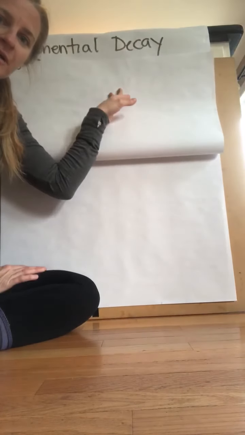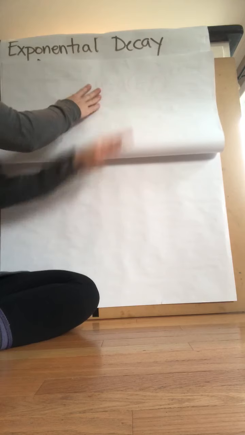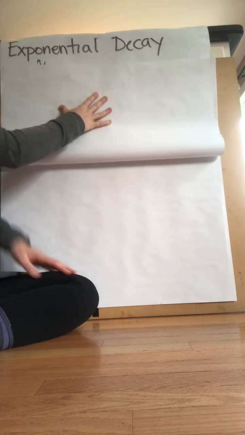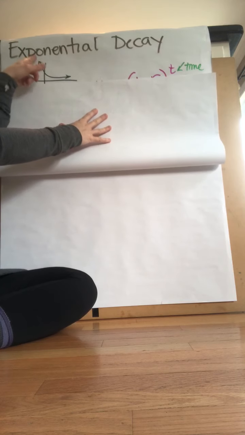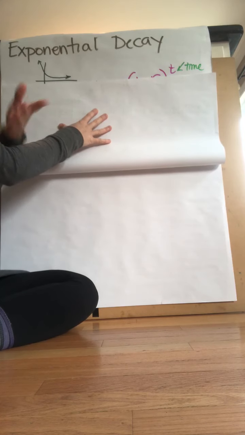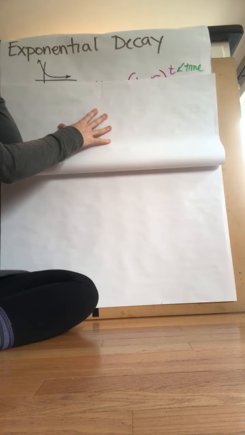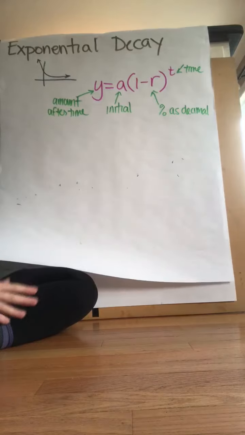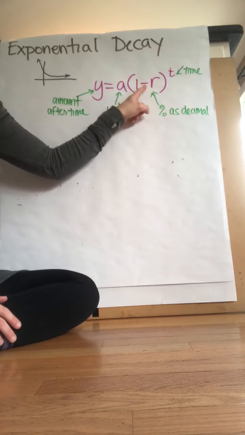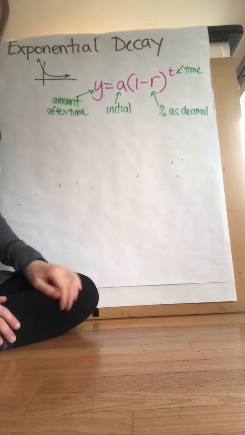So today we're going to talk about exponential decay. The other day we did growth, so now this is just the opposite. I have a graph drawn over here that shows exponential decay, a rapid decrease, and then a kind of flattening that happens. Over here I have the equation for exponential decay, and you'll notice it's very similar to exponential growth, with the exception of the minus inside of your set of parentheses.